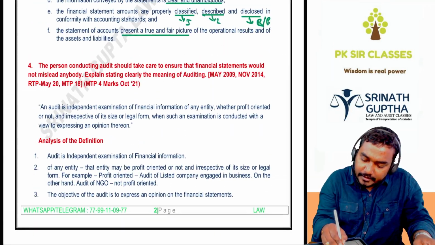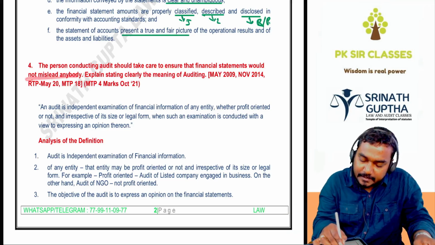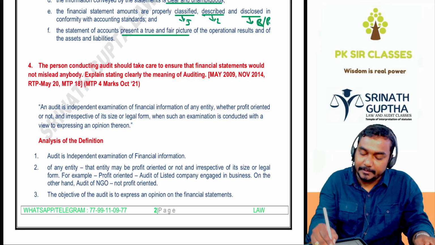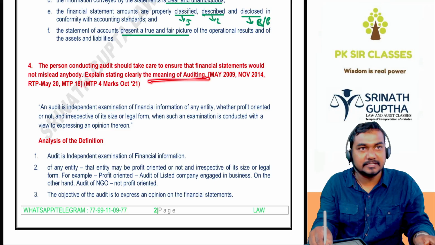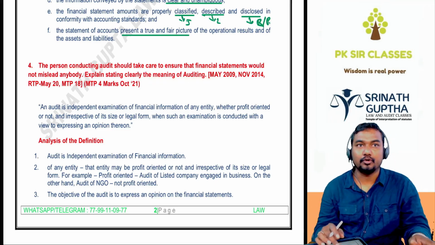The person conducting the audit should take care to ensure that financial statements would not mislead anyone. Explain, stating clearly the meaning of auditing. If you write the meaning of auditing, you will get 2 marks, definition and analysis. If you write the 6 assertions, you will get the remaining 2 marks.